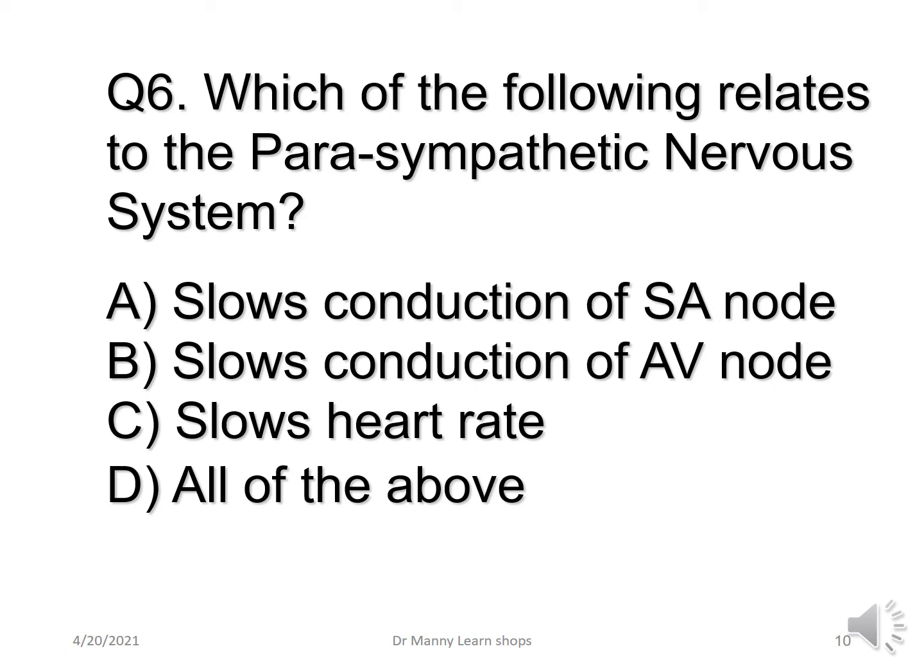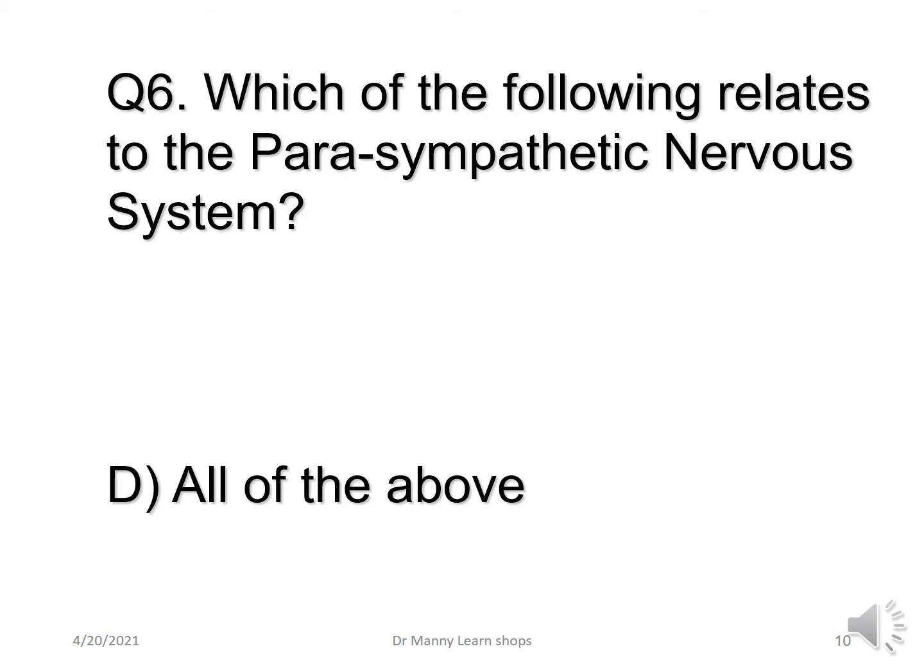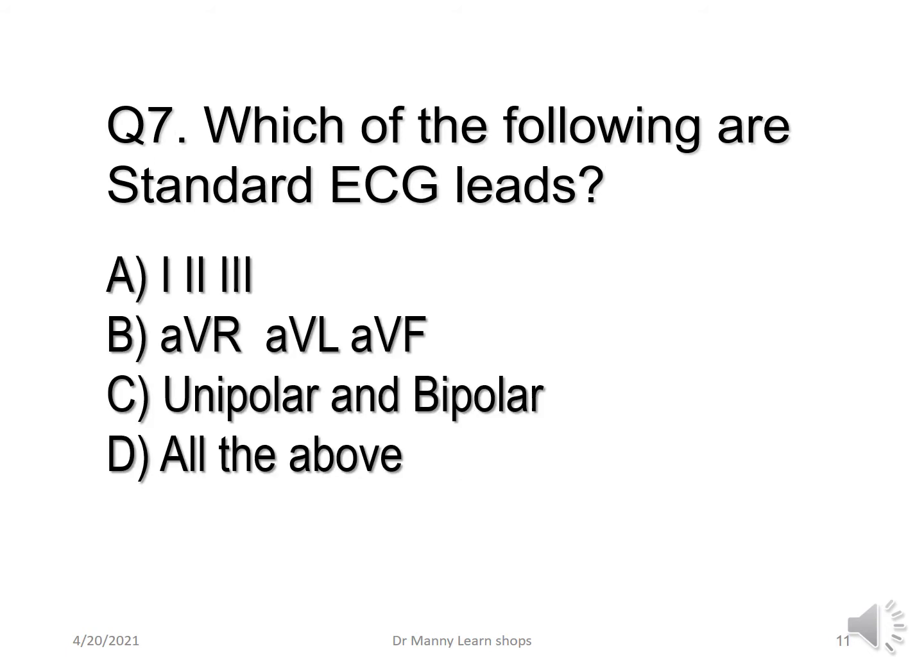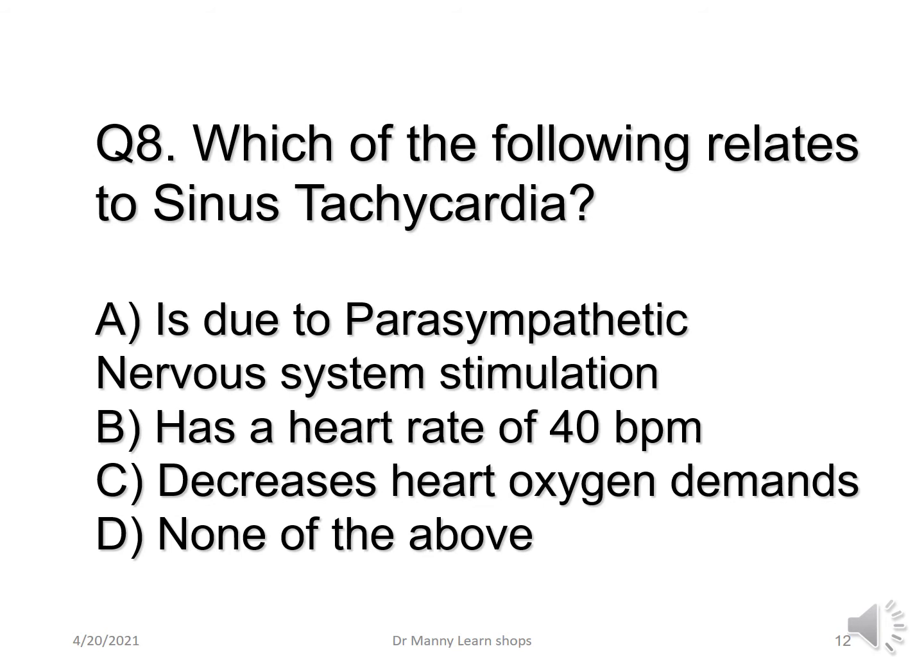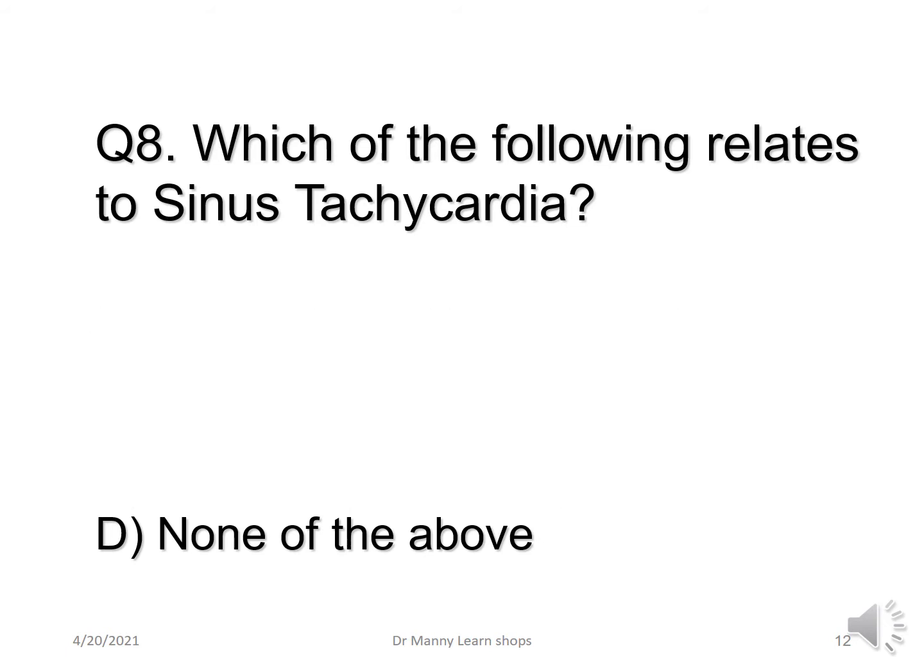The answer is D. Which of the following are standard ECG leads? Lead 1, 2, 3, AVR, AVL, unipolar, bipolar, or all of the above? The answer is all of the above. Which of the following relates to sinus tachycardia? Is it A, B, C, or D? Sorry, none of the above.